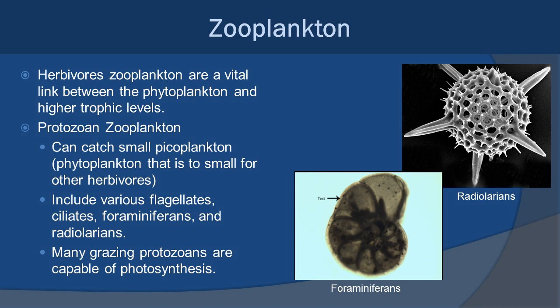As we begin to turn our attention to zooplankton, it's important to note that zooplankton are very important herbivores. They are the link between the phytoplankton and higher trophic levels. The first category we'll talk about are protozoan zooplankton, which tend to be able to catch and digest those small phytoplankton, the phytoplankton that are so small and much smaller than any other herbivores can access. These include various different types of flagellates like ciliates, foraminiferans, and radiolarians that I have pictured there on the right. Now, it's also important to note that many of these grazing protozoans are actually capable of photosynthesis as well.